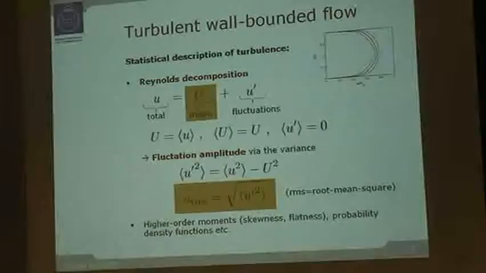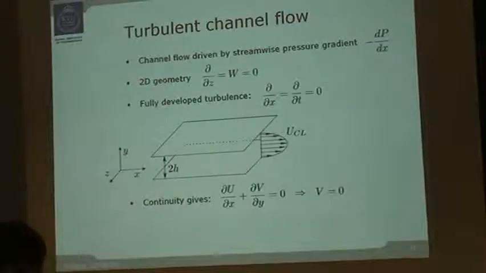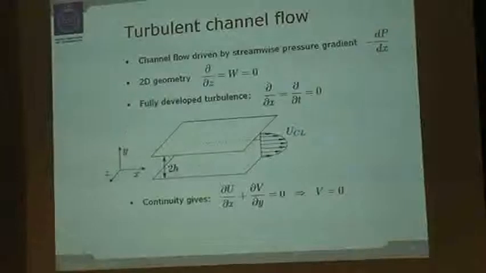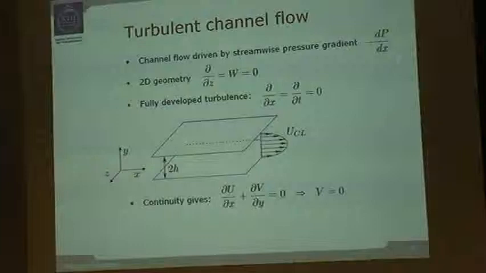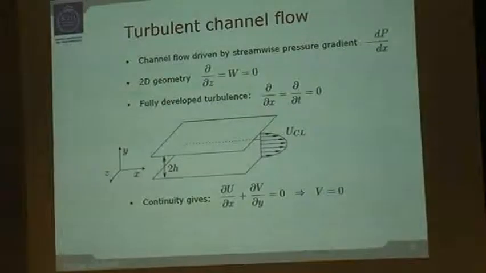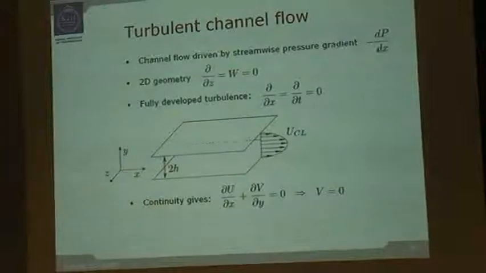Of course, we can then also look at higher order moments of the fluctuations. So we can look at skewness profiles, we can look at flatness, we can look at PDFs and whatever. But the important aspect here really is to see we need to decompose something into a mean and its fluctuation. Okay. Now, let's be a bit more specific when we go to turbulent channel flow. So we consider the most generic case of turbulent channel flow, which is given by this sketch here.